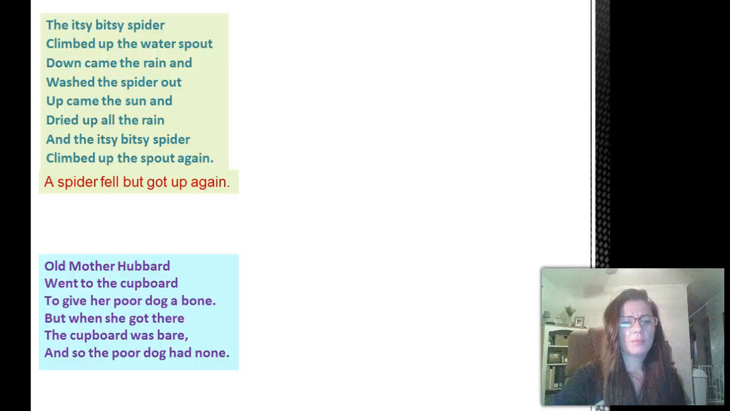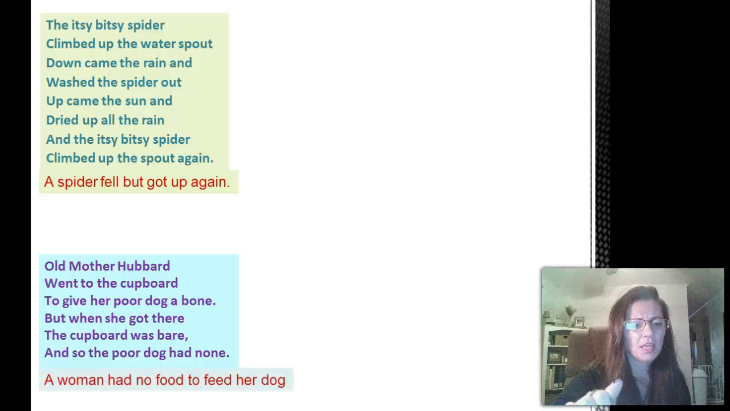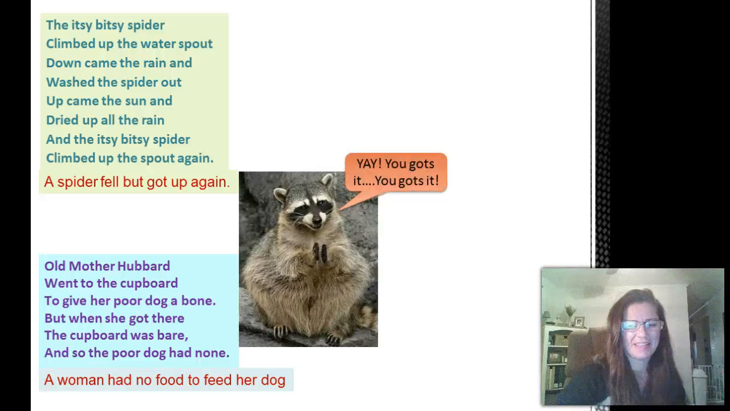Well, what's our important information in there? We don't care who went to the cupboard, right? She went there to get a bone. When she got there, the cupboard was bare, and so the poor dog had none. Those are all unimportant details. What are the important things? A woman had no food to feed her dog. Did you get it? I bet you did. Yay! You got it.